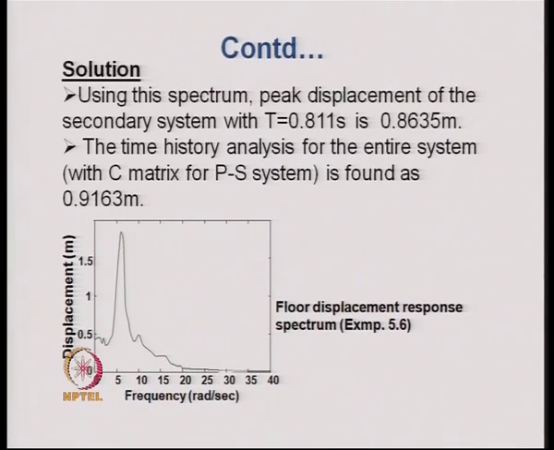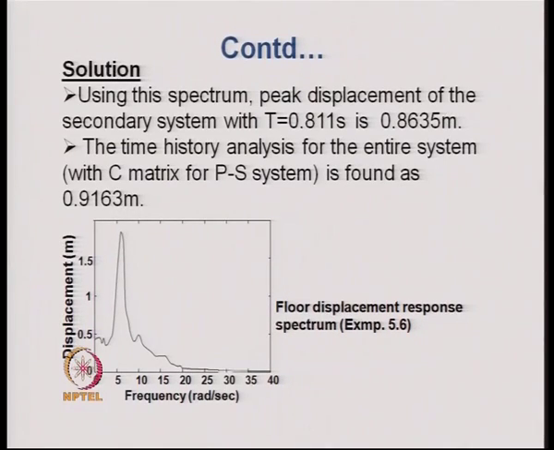whereas a proper time history analysis was done for the entire structure, in which the secondary system was included into the entire structure, so that it becomes a composite primary secondary system. We call it the PS system. For that, we constructed a C matrix. For the primary system, the C matrix is constructed using the assumption of Rayleigh damping, that is a proportional damping with 5% critical damping for the main structure.